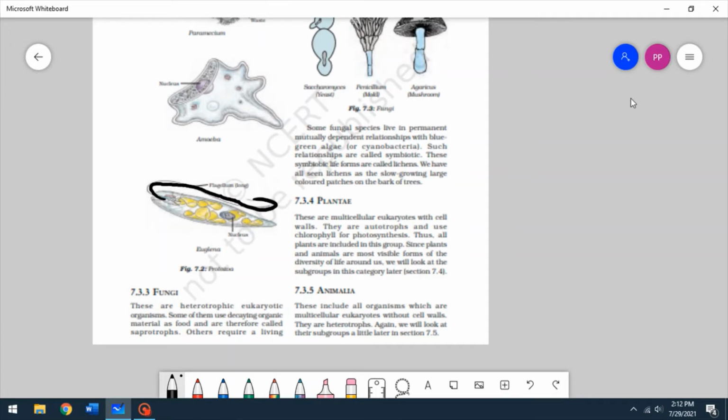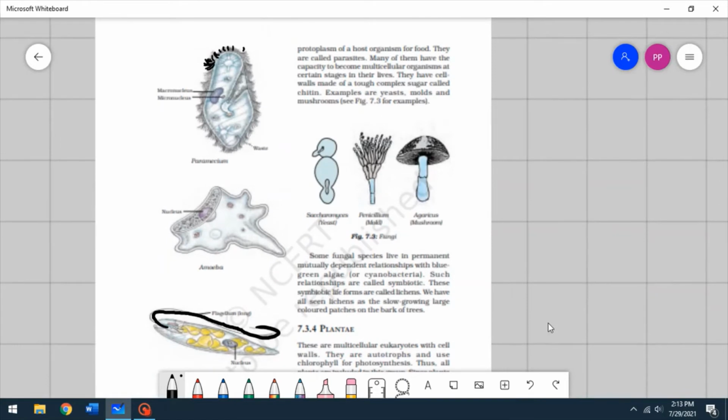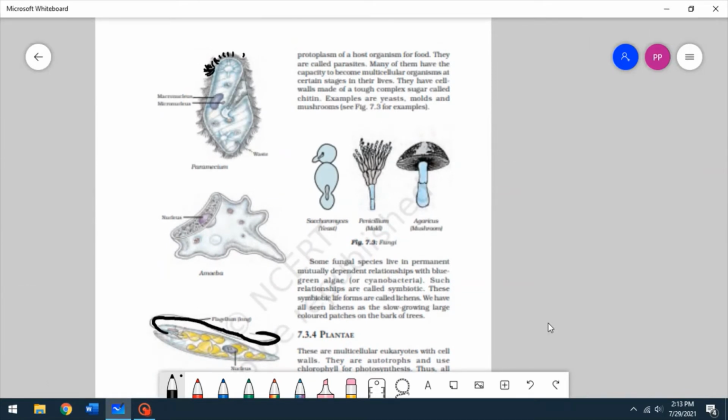And then we move on to the third kingdom, which is fungi. They're heterotrophic eukaryotic organisms. If Monera was prokaryotic unicellular, Protista was eukaryotic unicellular, fungi is heterotrophic eukaryotic. Some of them use decaying organic material as food, and they're called saprotrophs. So saprotrophs are organisms which use decaying organic material as food. That would be the definition of saprophytes.